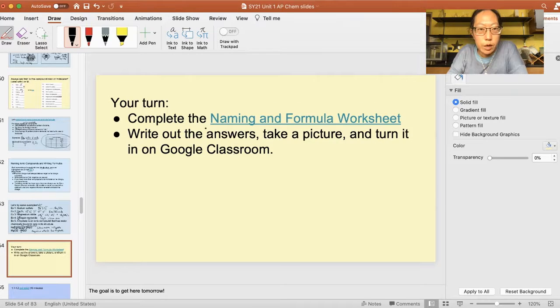So what I'd like you to do, I'm going to add this to the homework just because this is mostly review, and normally this would have been part of the summer work. There is a naming and formula worksheet, posted on Google Classroom. I will change the due date to next Sunday. Complete the worksheet and then take a picture and put it on Google Classroom, or you can download it, fill it out and upload that. So any questions before we sign off for today?